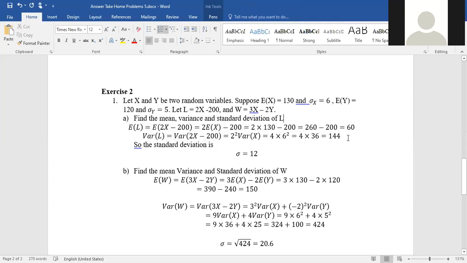The variance of L is the variance of 2X minus 200, which is equal to 2 squared times the variance of X. The variance of a constant is always 0. So that gives us 2 squared times 6 squared, which is 4 times 36, equals 144. And the standard deviation is the square root of 144, which is 12.